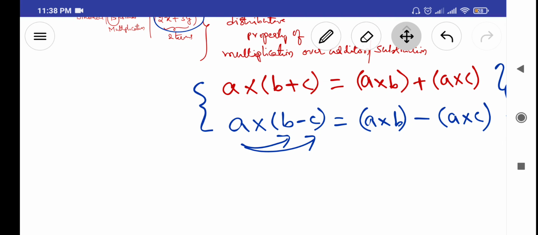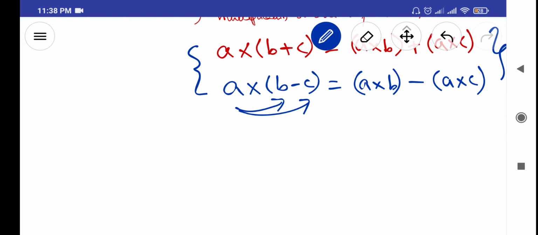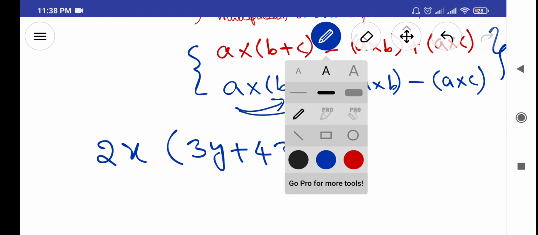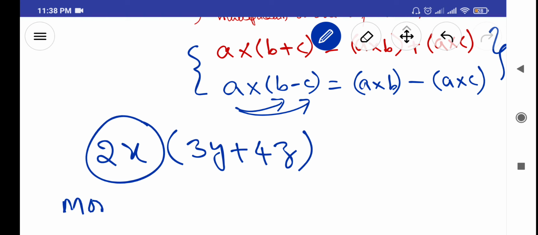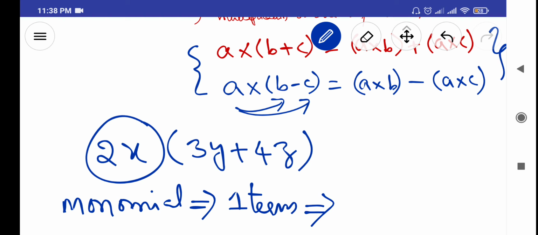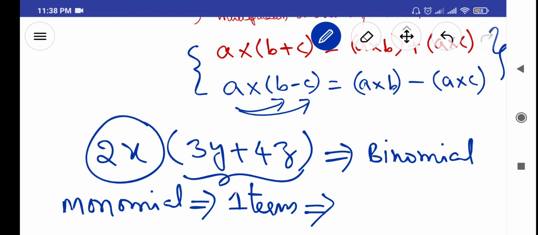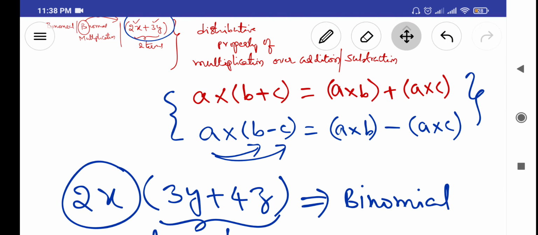So first I will give a simple example of 2x multiplied with (3y plus 4z). Here this 2x is a monomial. Monomial means a single term, only one term is there in 2x. And this one is a binomial, two terms.